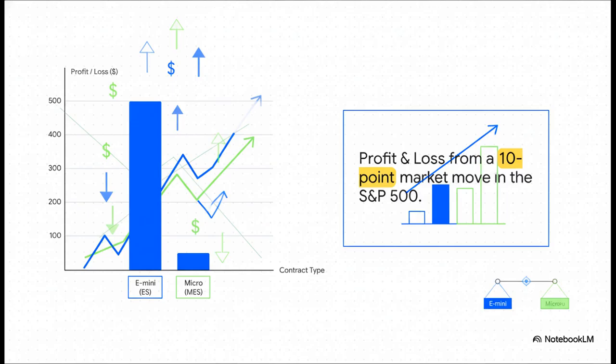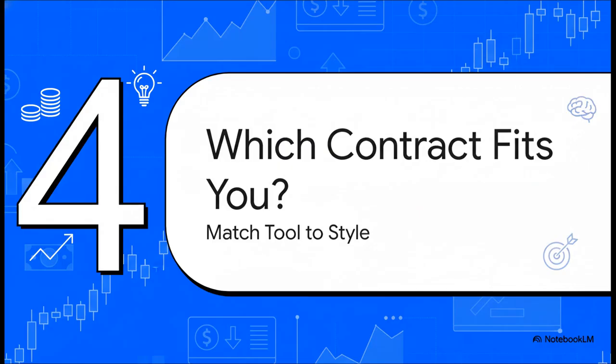And this chart shows us the other side of that same coin, the profit and the loss. Let's say the S&P 500 makes a 10-point move. If you were holding one E-mini contract, that would translate to a $500 gain or loss. With a micro contract, that exact same market move results in a $50 gain or loss. This direct scaling makes your risk much more defined and manageable, which is incredibly important, especially for those who are still developing their skills.